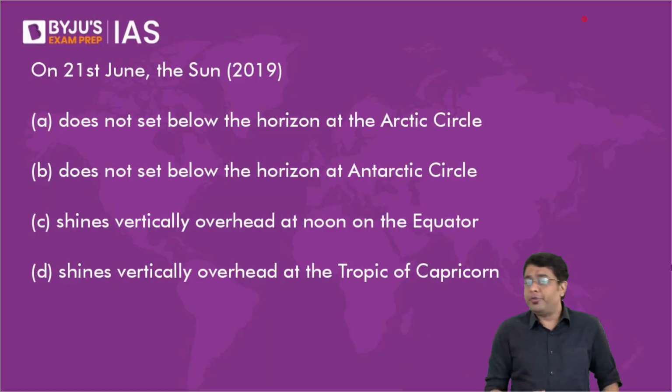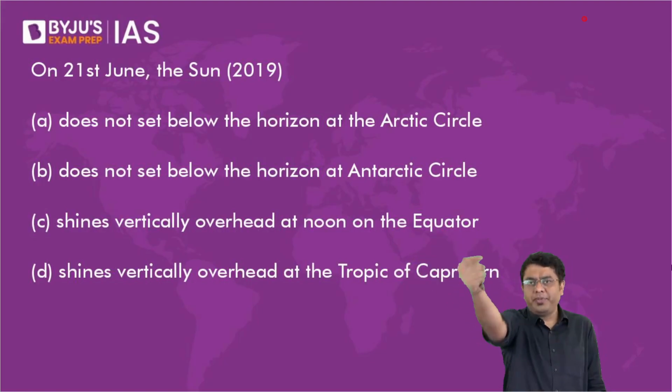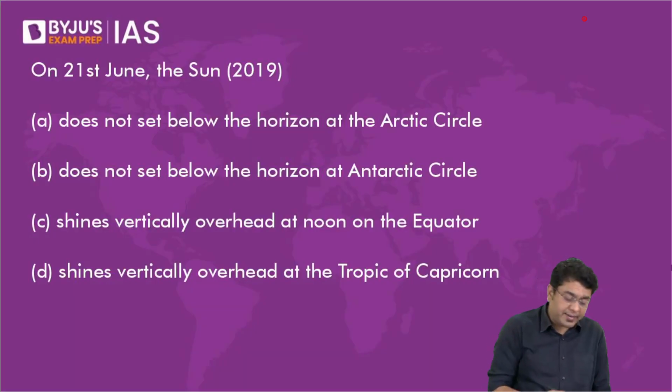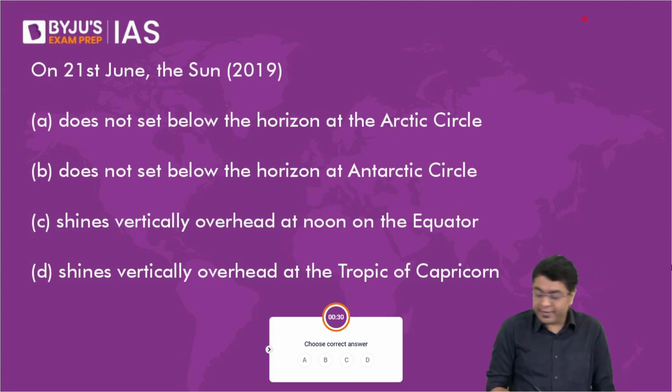On 21st of June, I'll launch a poll for this very quickly. On 21st of June, the sun does not set below the horizon at the Arctic Circle, does not set below the horizon at the Antarctic Circle, shines vertically overhead at noon on the equator, or shines vertically overhead at the Tropic of Capricorn. Horizon is where you have the sky and the ground seeming to meet each other. So the sun rises and sets at the horizon. Which of these is the correct answer?